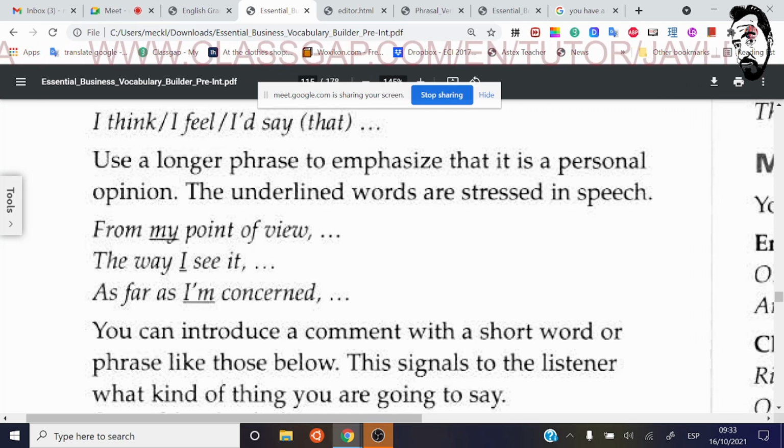dando tu opinión. Tu opinión personal. It's like to say, in my opinion. No. Yeah, more or less. But this is more formal. A little bit more formal. As far as I'm concerned. Por lo que me respecta. Lo que concierne a mí. Okay.